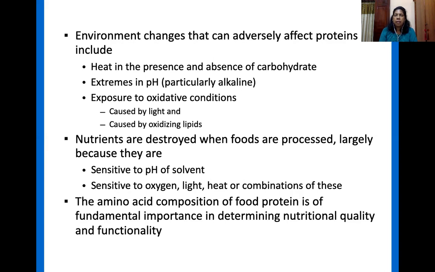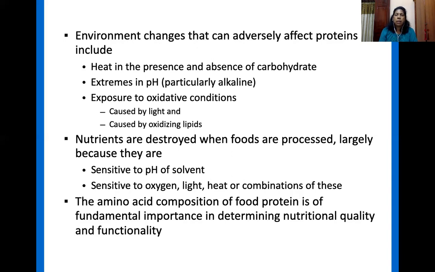Therefore, the changes caused by light and by oxidizing lipids, as you have learned in the principles of food science, involve the double O radicals. These radicals from oxidizing lipids can definitely combine with or attack the protein molecule. Now these are reactions going on, right? These are reactions, not just changes. The environmental changes that can adversely affect protein include these things.